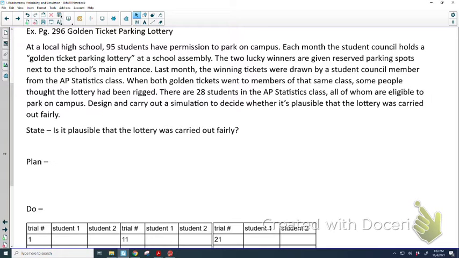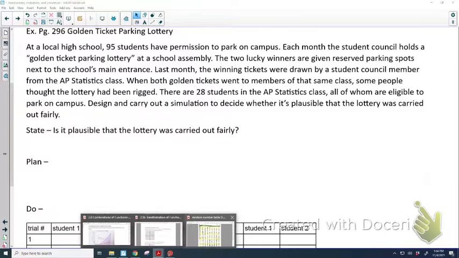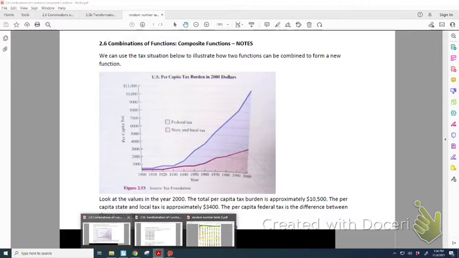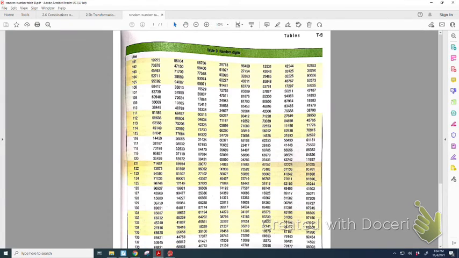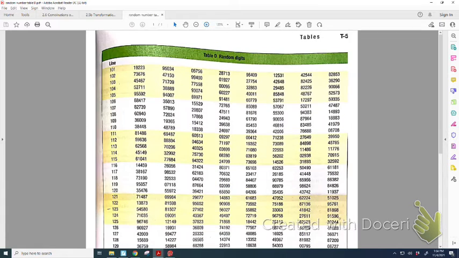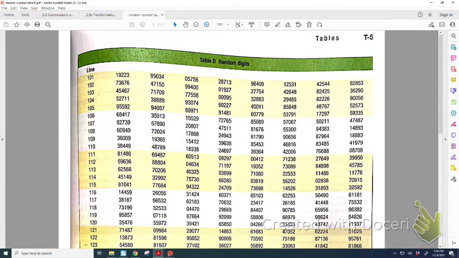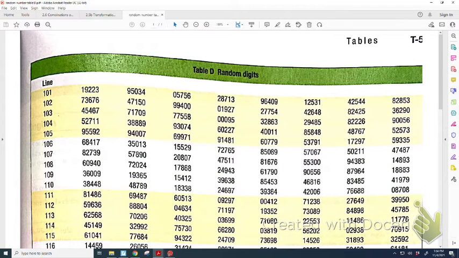On the plan step, we want to describe the process of what we're about to do. So in the textbook, there are a bunch of ways to do this. We could use a random number generator, but I want to show you all finally, after talking about it, how to use this random number table. So all these numbers are random. Some computer spit them out using a random integer program. And they give them line numbers over here on the left.